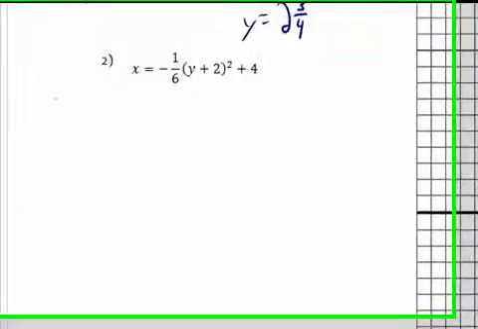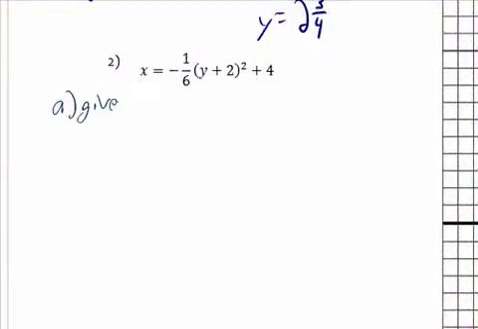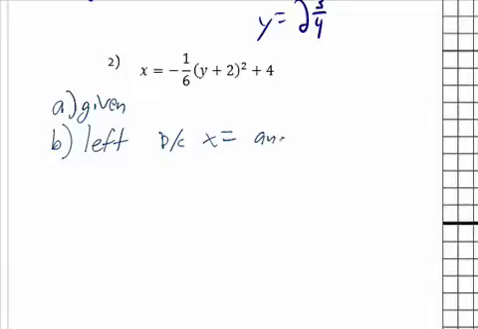Okay, let's try that again. The graphing form is given. B represents the up, down, left, rightness. This is a left-sided parabola because it's an x equals, and it's a negative.